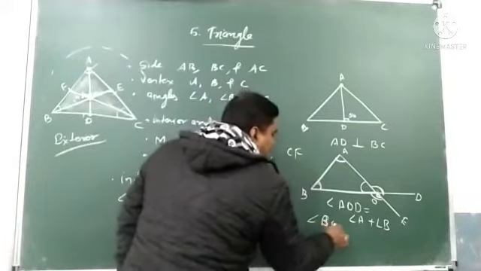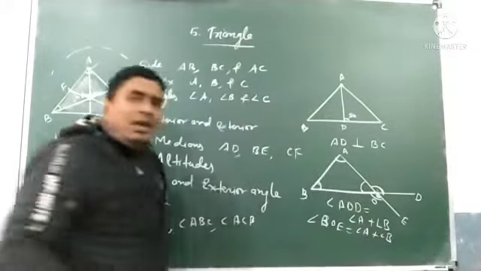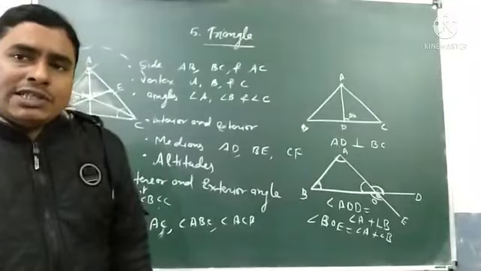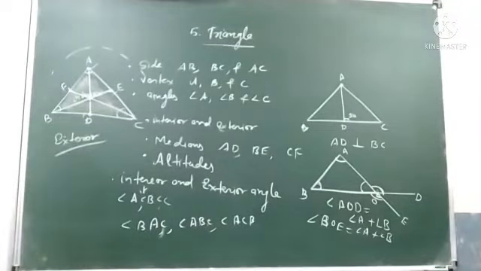Angle BOE is equal to angle A plus B. One exterior angle is equal to the sum of the two interior opposite angles. Okay, students, clear?